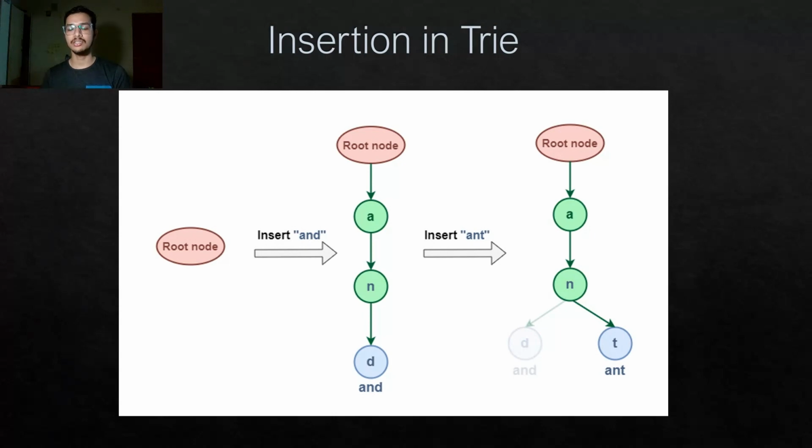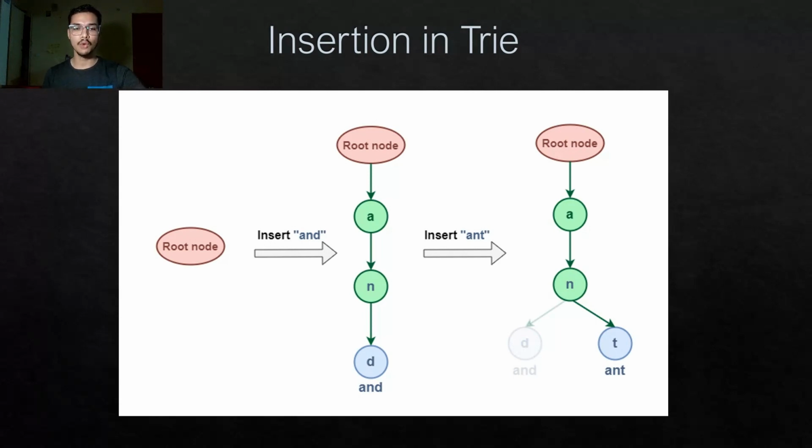For another word, let us consider the word "ant". Here we search for A, and since A is already present, we go to the node A. After that we search for N, and since N is also already present, we move to the node N. Then we search for T, and since it is not present, we create a node and insert T in it. This is how insertion in a trie takes place.